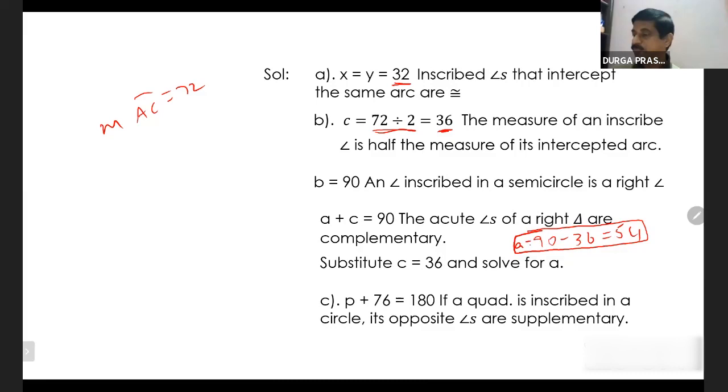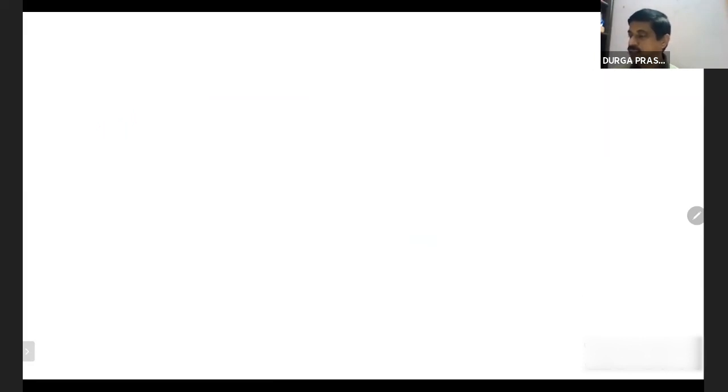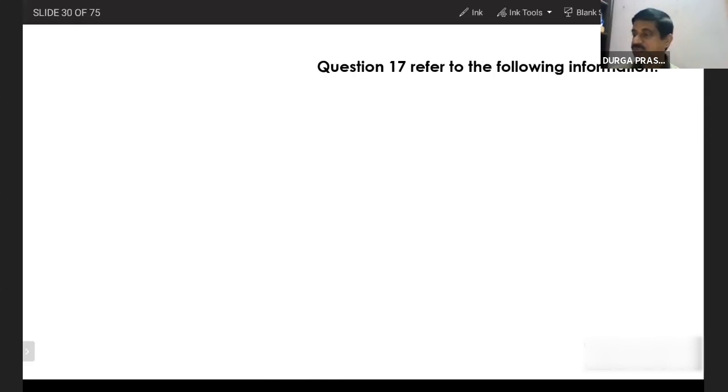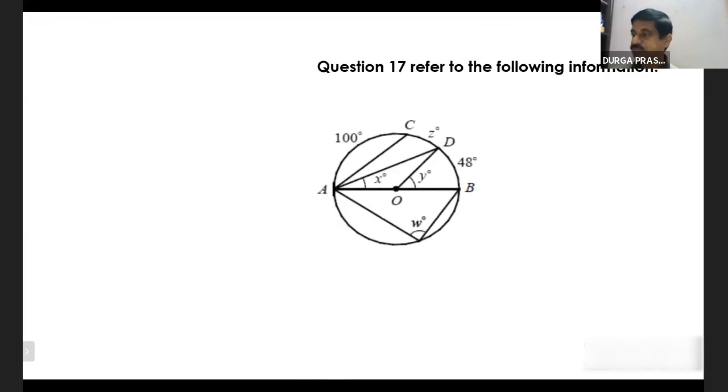This is A. Okay. P plus 76 is 180, its opposite angle is so P should be 104. And Q plus 94 is 180, sum of opposite angles, so Q is equal to 86. So option is C. Right, children, please note it fast. I think this is okay. You have all the data with you.